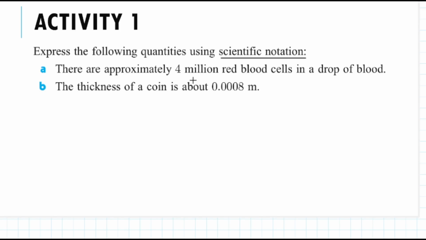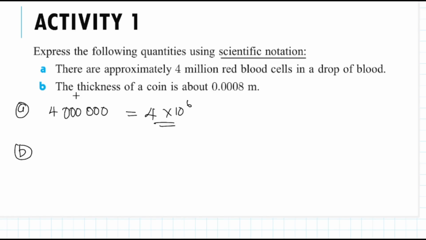Alright, express the following quantities in standard form. A. There are approximately 4 million red blood cells in a drop of blood. So we write it out first, and then we write it in standard form. You know that when we say million, that should be how many zeros? 6. And then if we write this 4 million in standard form, we have 4 times 10 raised to the power 6, and that is the answer.